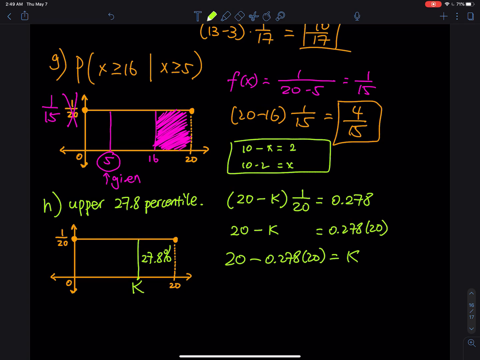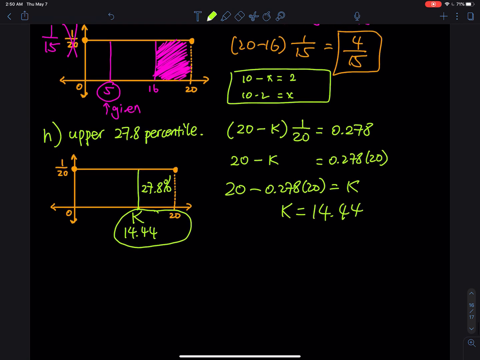So you have 20 minus 0.278 times 20. So k is equal to 14.44. So the probability that a student will be invited into the office between 14.44 and 20 minutes is 27.8%. So the time window is from 0 to 20, right? So let's say you start at 14.44 and then you end at 20. What is the probability that you will be getting to the office? 27.8%. And then the last part is part I.